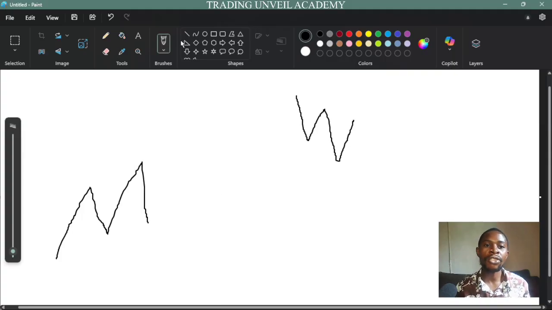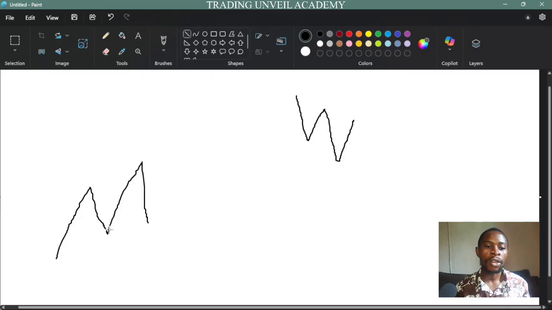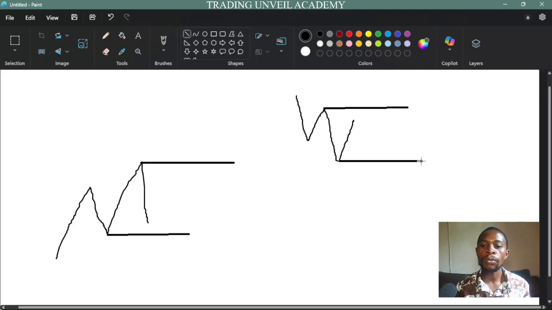So my trading range on the bullish side is from this swing low to this swing high. That is my trading range on the bullish side. Then on the bearish side, my trading range is from this swing high to this swing low. That is my trading range.